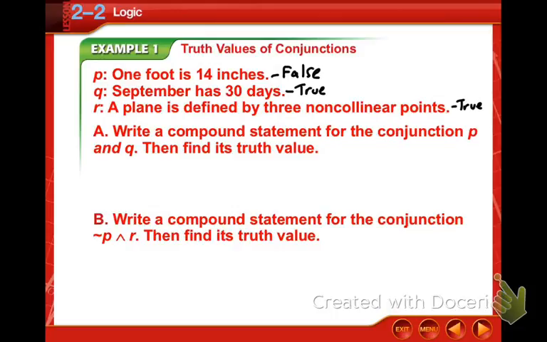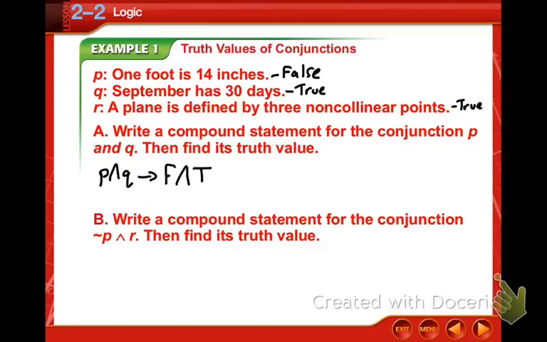So now we have each individual statement being true or false. So now it wants us to write a compound statement. I'm going to have to write the whole statement out, but basically you would combine the two into one full sentence with an and in between. So P and Q will be 1 foot is 14 inches and September has 30 days. So, again, we have our symbols, right? P and Q. And basically we can replace P and Q with their truth value. So, P is false, right? We said that already. And Q is true.